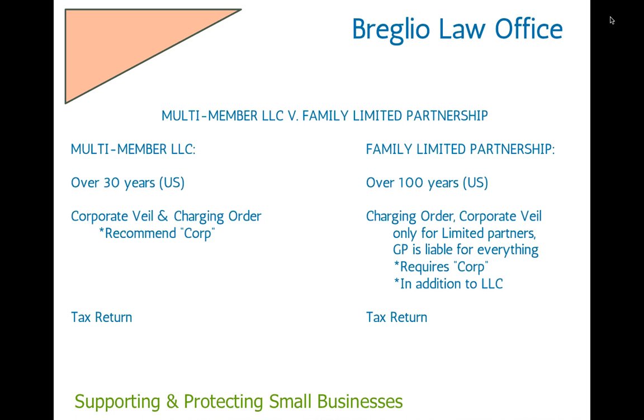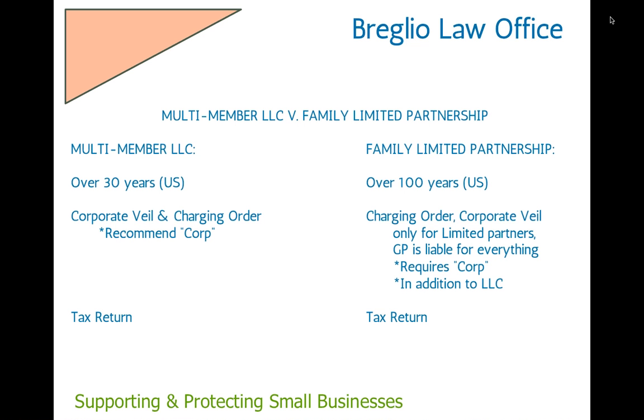I added this slide because when you go to a lot of asset protection seminars, a lot of people push the FLP, or family limited partnership, which is a great tool for asset protection. It's been around for almost 100 years in the United States. It does come with charging order protection because by definition, the partnership must have more than one person. You can't have a partnership with yourself, even though you can have an LLC with just yourself.